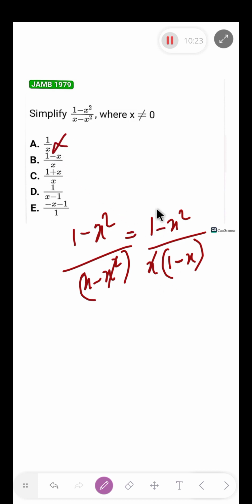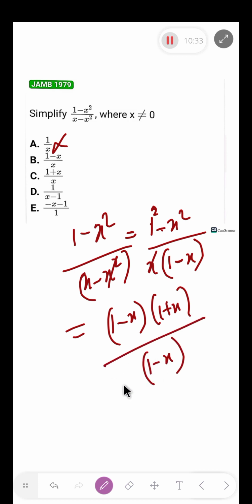So let's be very careful. So here in this case, I have difference of two squares. You have 1 square minus x squared. That's 1 minus x in one part and 1 plus x in another part. So remember that I still have this outside. So if this cancels this, I have 1 plus x over x. So C is correct. Next question.